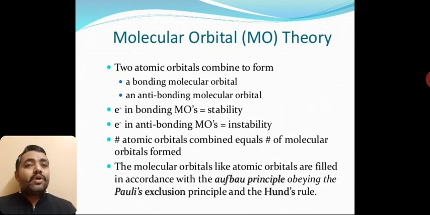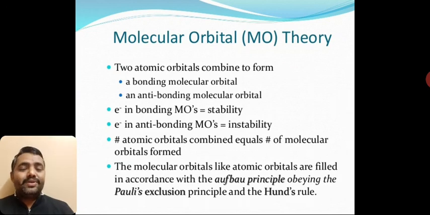Another point is that the number of atomic orbitals combined equals the number of molecular orbitals. Note the number of atomic orbitals. Meaning two atomic orbitals form two molecular orbitals. One goes to the bonding, another goes to the anti-bonding. Similarly, four atomic orbitals form four molecular orbitals. Two are bonding and two are anti-bonding. Same situation in any example: the number of atomic orbitals is equal to the number of molecular orbitals. Both are the same, but you have to note it in the molecular orbitals: one is bonding, another is anti-bonding.